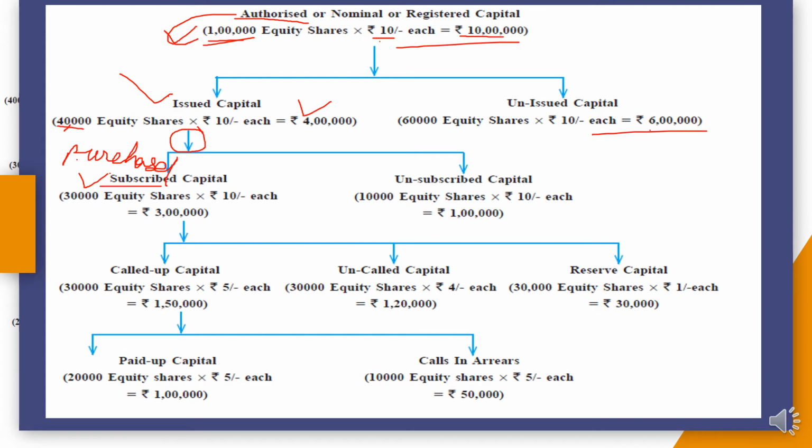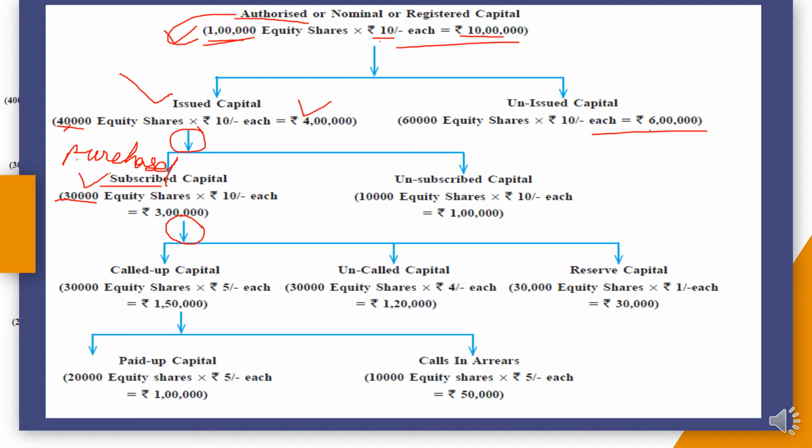Again you see the further arrow, students. Now these are the types. These are the 3 types which come from the subscribed capital only, students. So these are the 3 parts which come from the subscribed capital. For example, only 30,000 shares are purchased by the public, or 3 lakh share capital is collected by the company. So out of 30,000, say for example, called up capital.